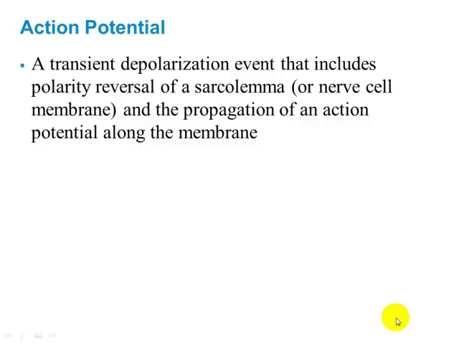So, in terms of talking about how this muscle contraction occurs, an important component is action potential. And the definition of an action potential is a transient depolarization event that includes a polarity reversal of the sarcolemma or the nerve cell membrane and propagation of action potential along the membrane. So let's explain what that means.